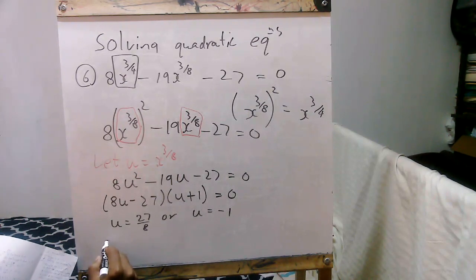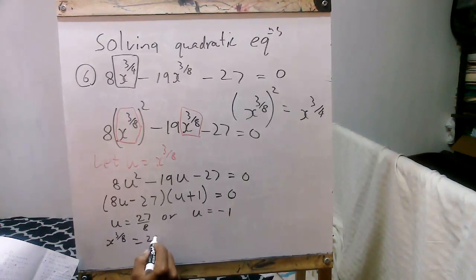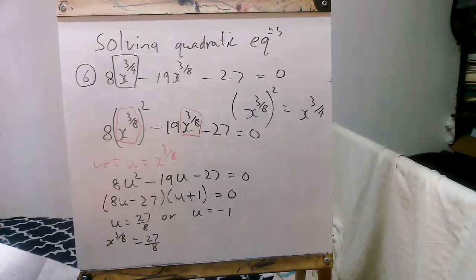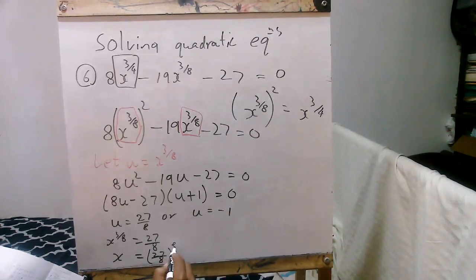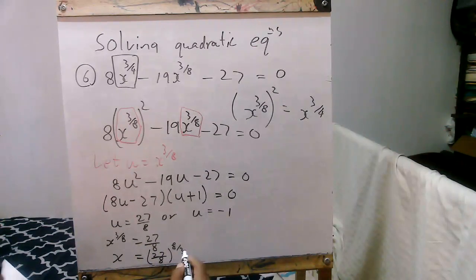U is x to the power 3 over 8 equal to 27 over 8. Then to get x equal to 27 over 8 to the power 8 over 3. If this is 3 over 8, the answer to x is given by this to the power 8 over 3. You can use a calculator to find this number.